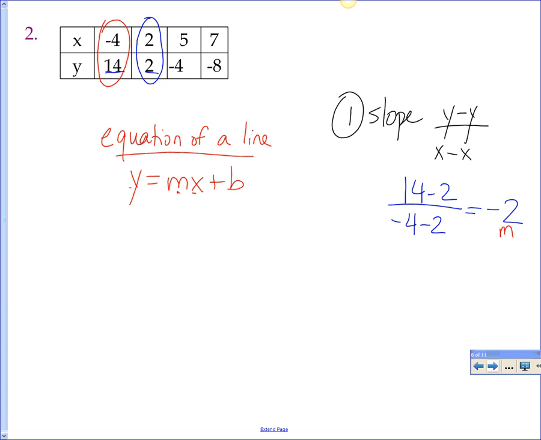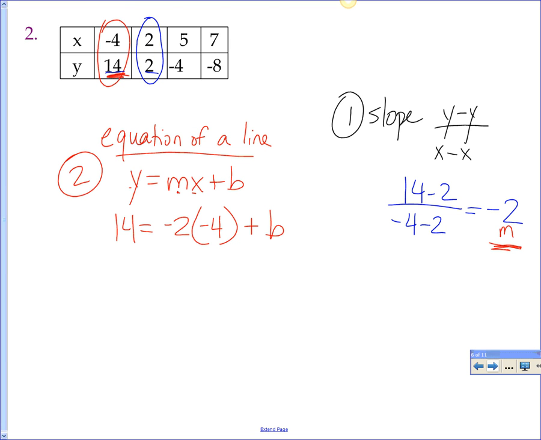All right, now I'm ready to go back here and actually do the equation of a line. So for y, I'm going to put in 14. For m, I'm going to put in negative 2. It's my slope. For x, what goes with 14? Negative 4 is my x. That corresponds with it. And drop down your plus b.